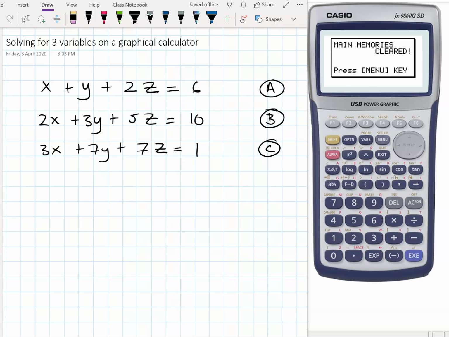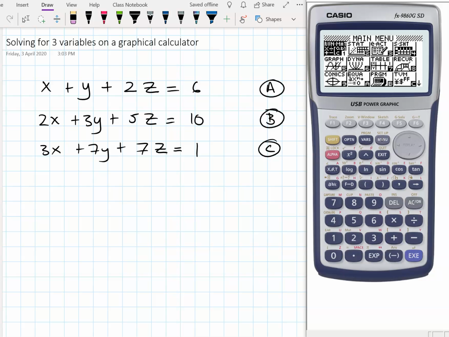Hi, in this video, we're going to show you how you can go about solving three equations with three variables using a graphics calculator. So I've got my graphics calculator up here. Go to the menu function, and you want to find the equation function in here. It's at the bottom on my calculator. It's down the bottom over here, and yours may well look slightly different.